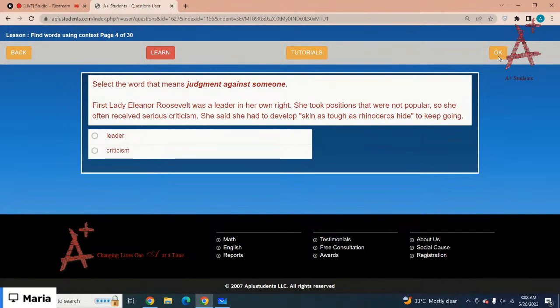Yes, that would be judgment against someone. Criticism means you have to judge someone against something or someone. Got it? Option number two is the correct option. Criticism means judgment against someone. The context clue here: she took positions that were not popular, so she often received serious criticism. Got it? That would be the context clue.